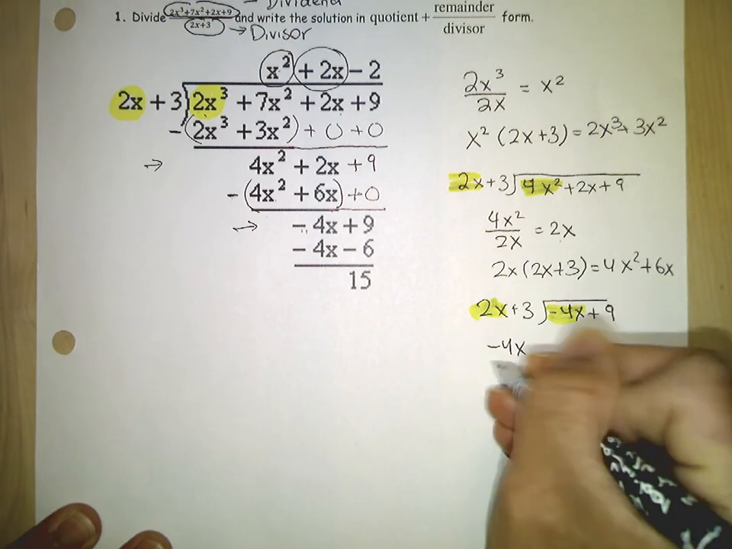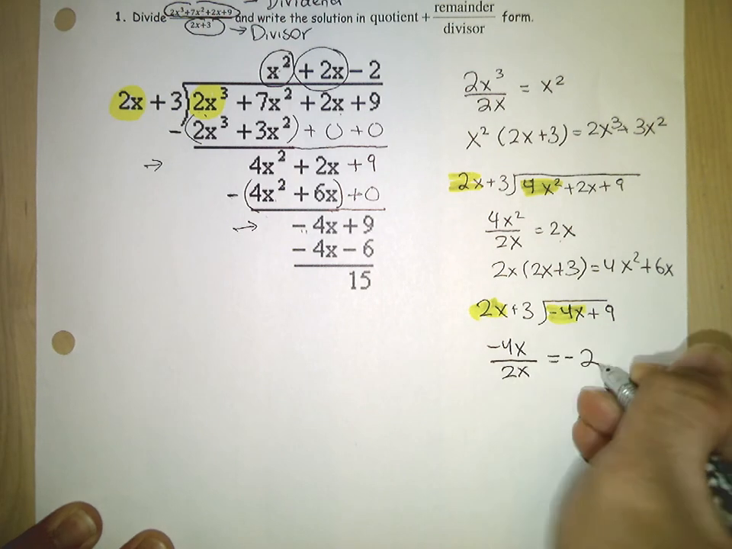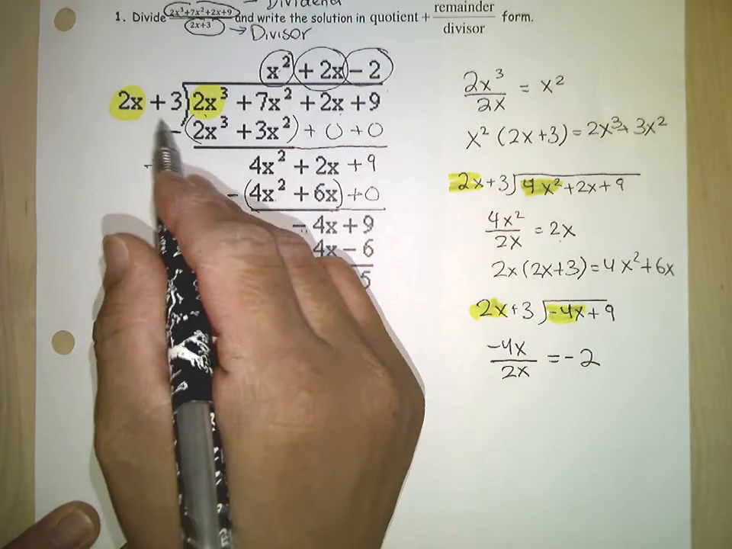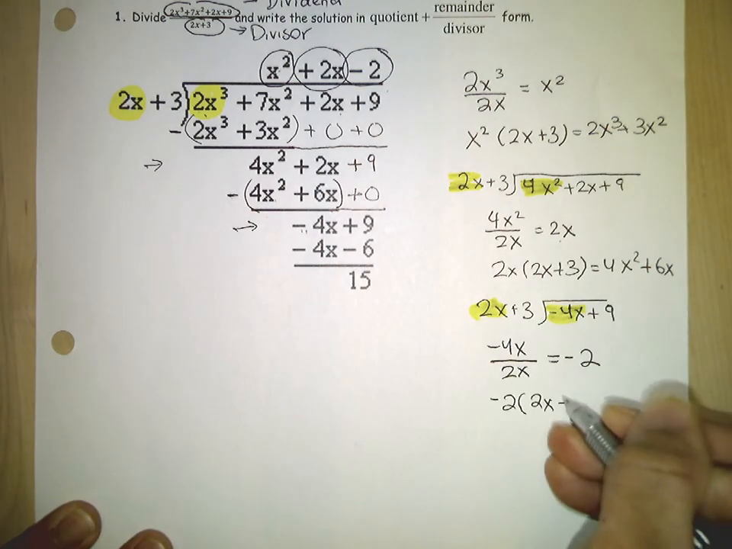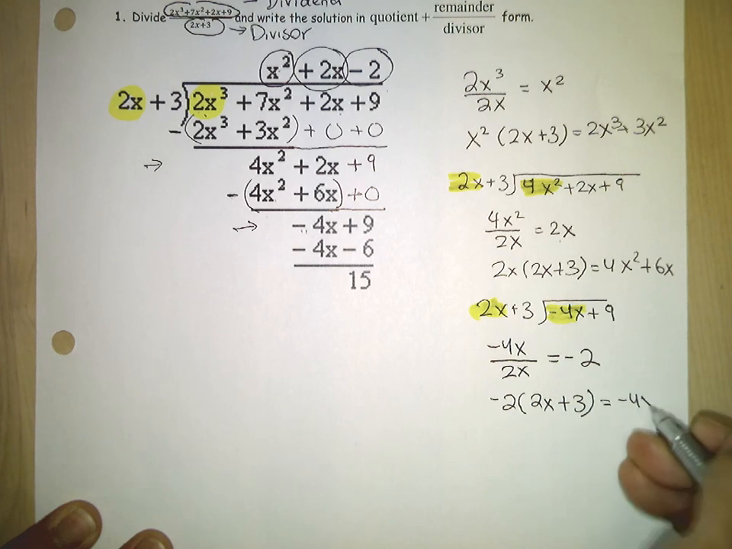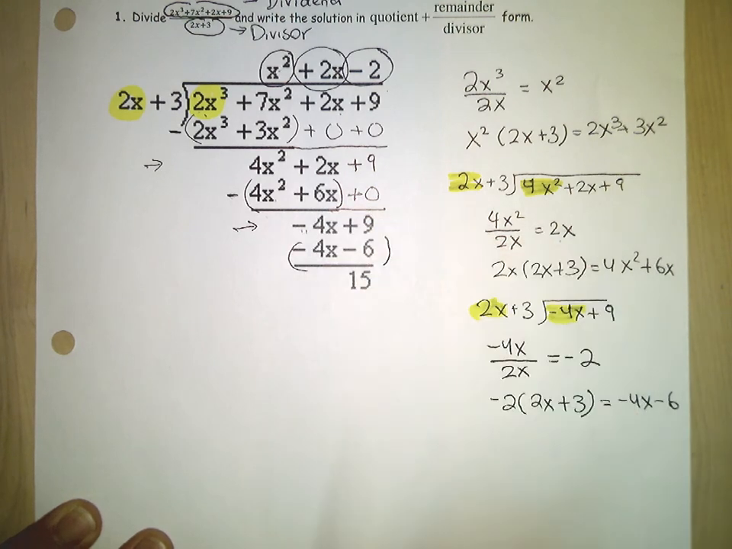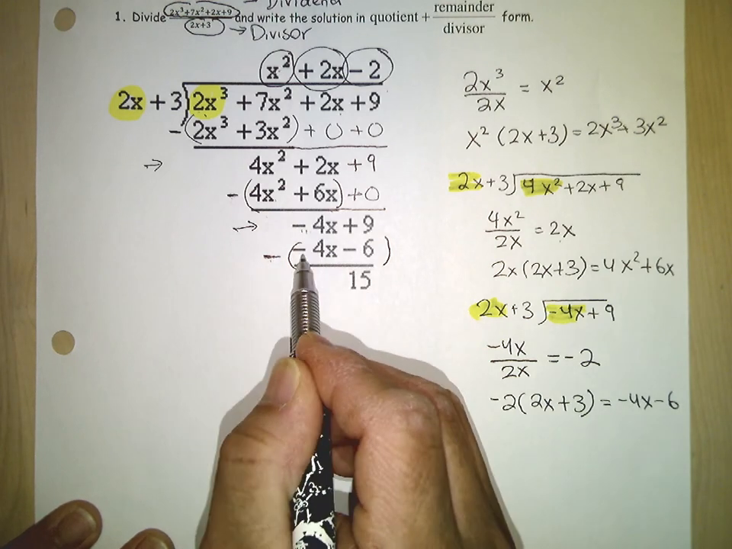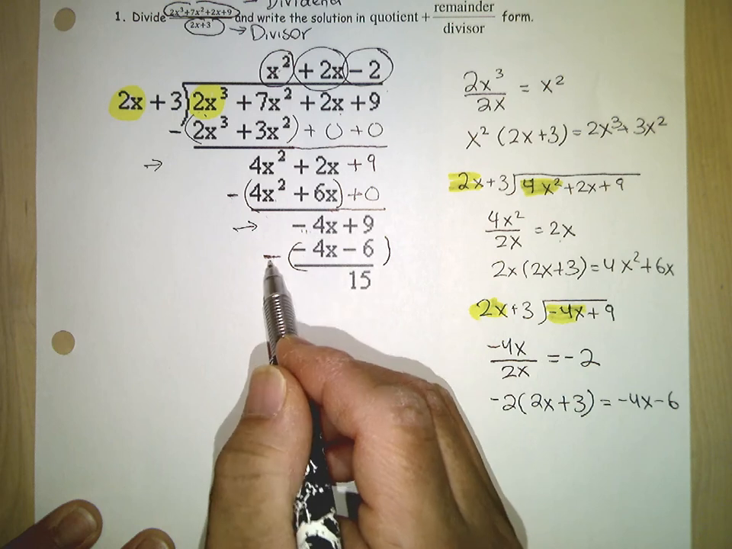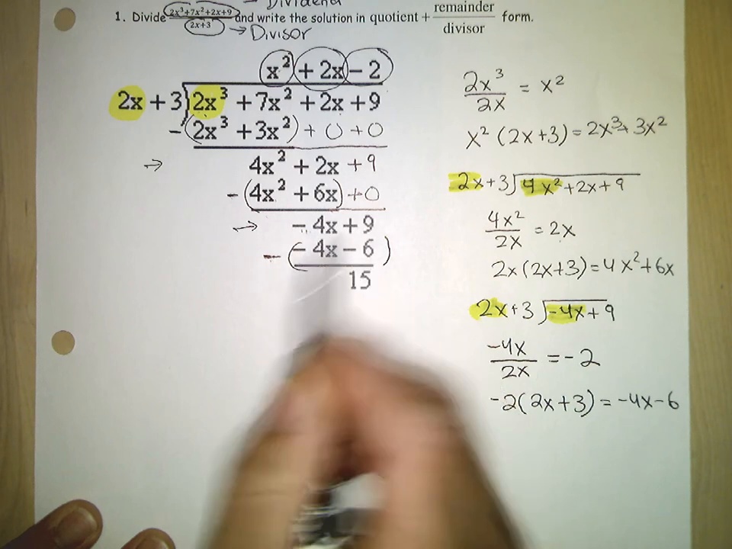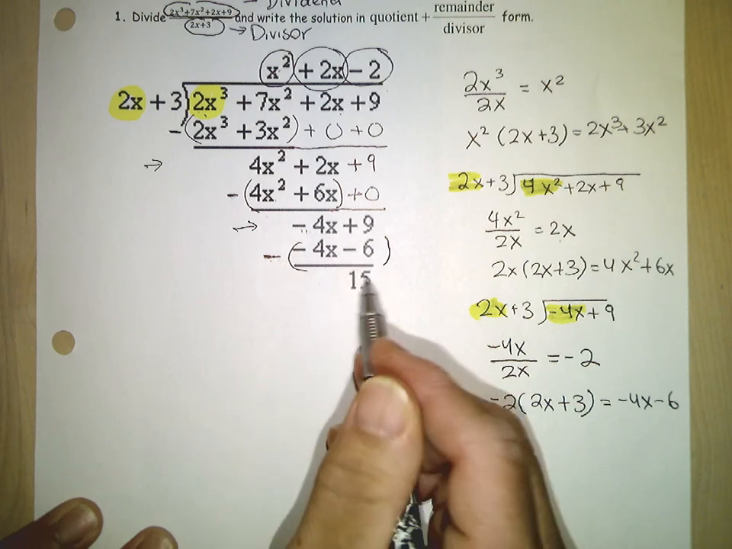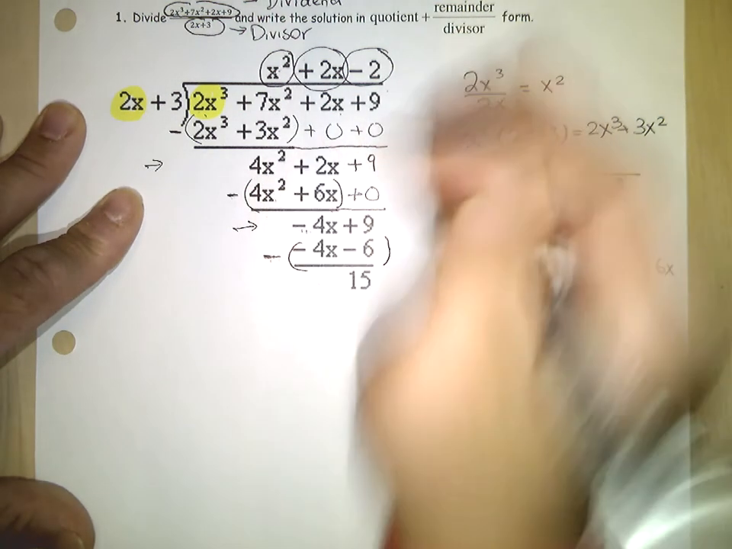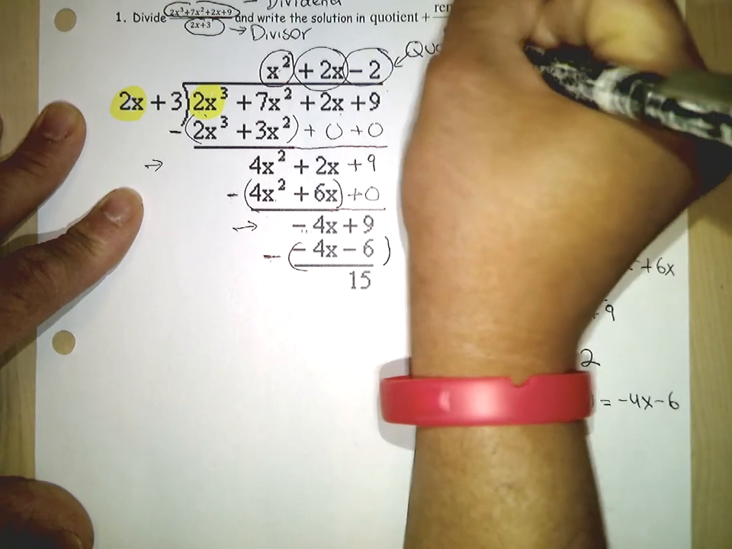So negative 4x over 2x, that's negative 2. That's where this negative 2 comes from. Then I take that quotient times the divisor, negative 2 times 2x plus 3. That is negative 4x minus 6, so that's where this comes from. Then I subtract. So negative 4x minus negative 4x is 0. And 9 minus negative 6 is a positive 15. And so this is the quotient here.